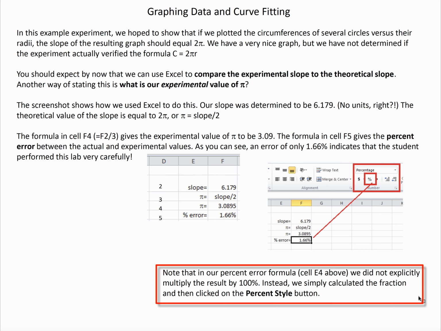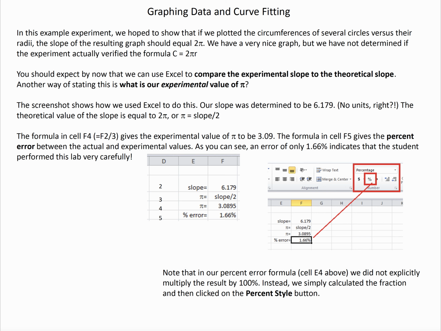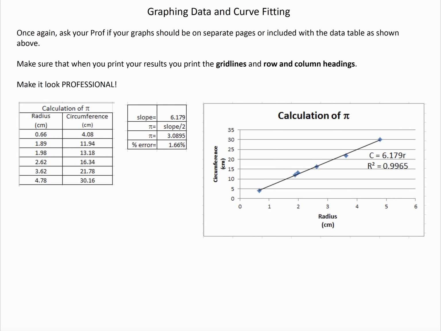Note that in our percent error formula, cell E4 above did not explicitly multiply by 100%. Instead, we let the power of Excel calculate the fraction, and we clicked percent style to add the percentage to the relationship.